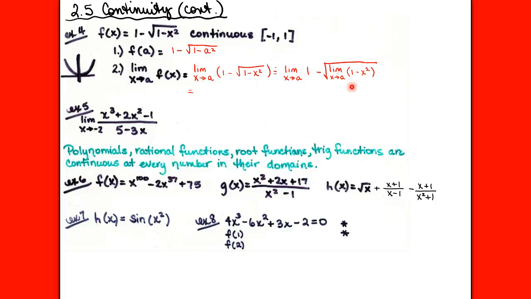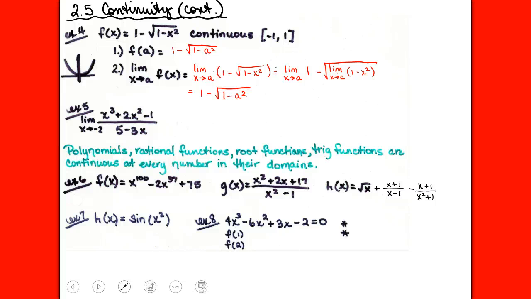So we can say that the limit of a constant is that constant, right? So the limit of 1 would be 1. And over here, the limit of a polynomial, because 1 minus x squared is a polynomial. How do I find the limit of a polynomial? Direct substitution, right? It's well behaved.